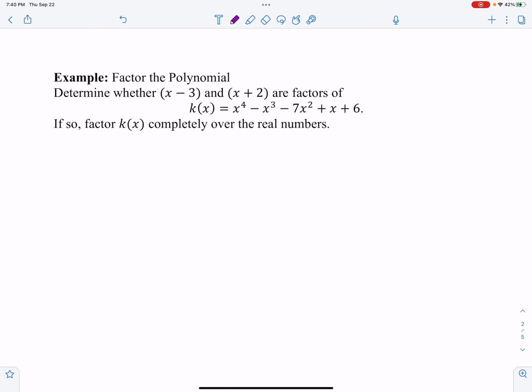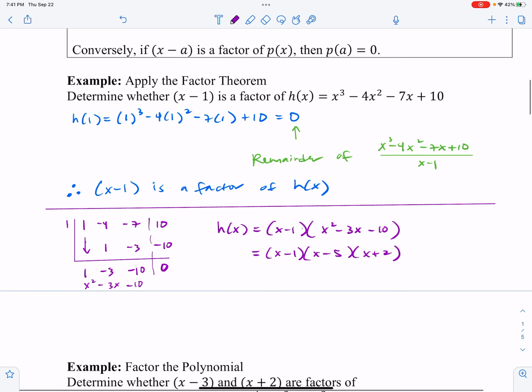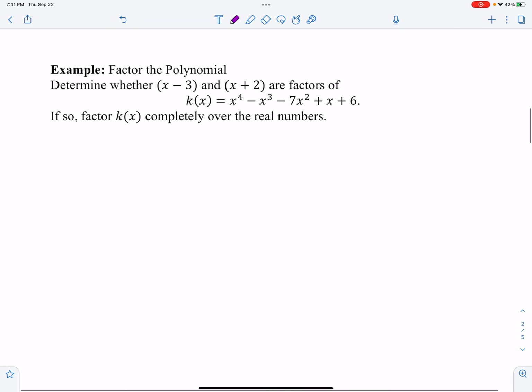Okay, so now, still using the factor theorem, determine whether x minus 3 and x plus 2 are factors of k of x. And if they are, factor k of x completely over the real numbers. I mean, k of x is a quartic. We don't really have another starting point unless we're given a potential factor of trying to factor this quartic.